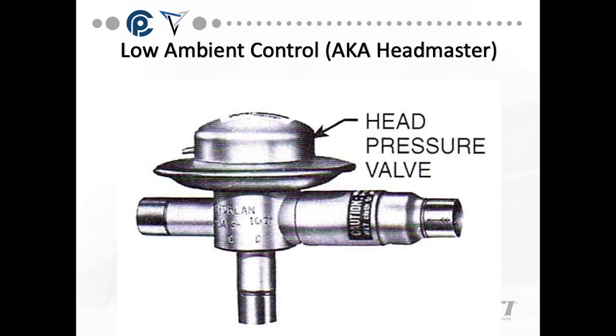Sometimes we use a low ambient control. Okay, all it does is it allows us to bypass hot gas around the condenser. So if the pressures get too low because of low outside temperature or low temperature air around your condenser, we can actually allow some hot gas to bypass around the condenser.